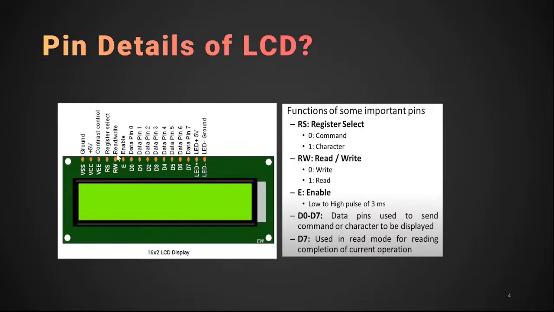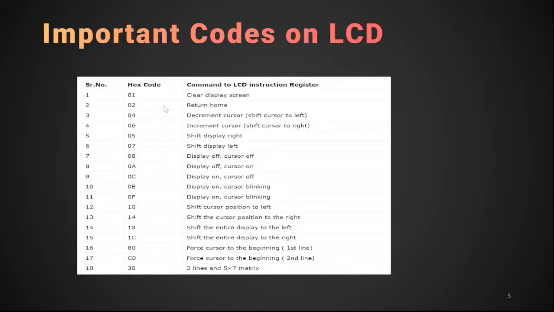So whether it is read operation or write operation, and this is for enable, and this is for data pins. Okay, so you can send 8-bit data. LCD can also be used on 4-bit mode, but in today's class we'll be using the 8-bit mode. And you have LED plus and LED minus for backlight. Okay, so if you give 5 volt VCC and ground, you get the backlight for the LCD. And these are the codes.